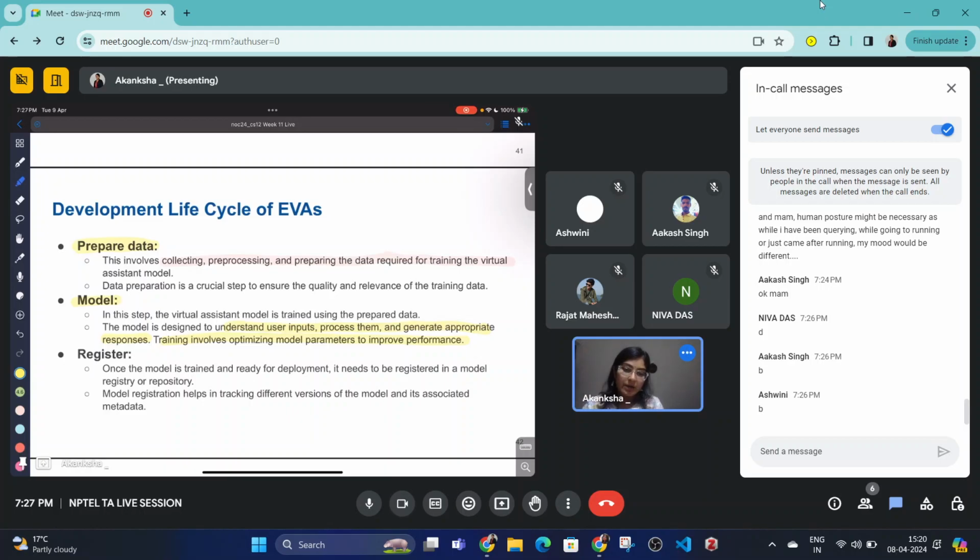Then comes the registration part. We have designed a model, we have done some coding, right? We want to register. What register means, it needs to be registered in a model registry or repository. What we do on GitHub, we push our code, right? It's a repository, it's a home for whatever we are doing, and it's more like version control, or your history, all the versions are being stored there. So tracking different versions is very important. So we want to document each and every iteration that we are doing.